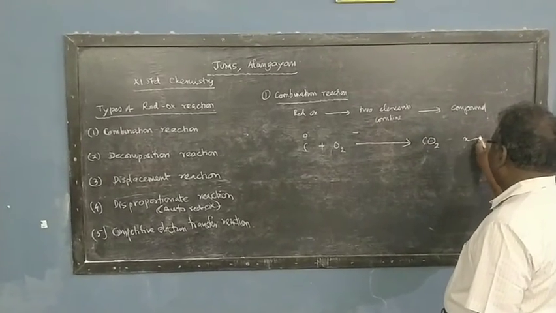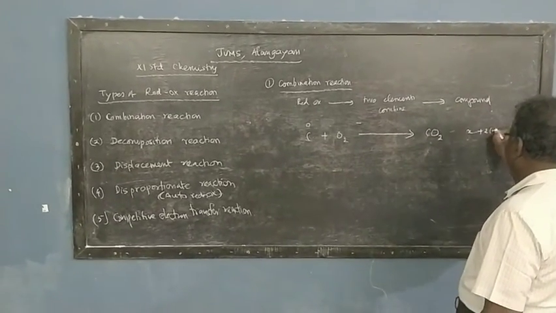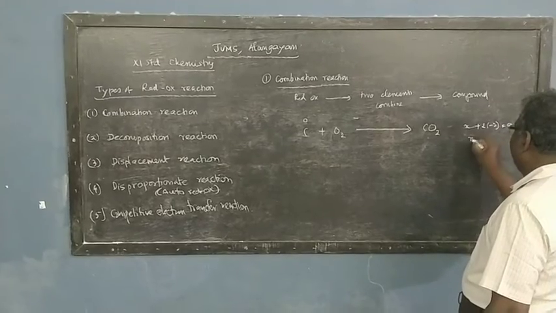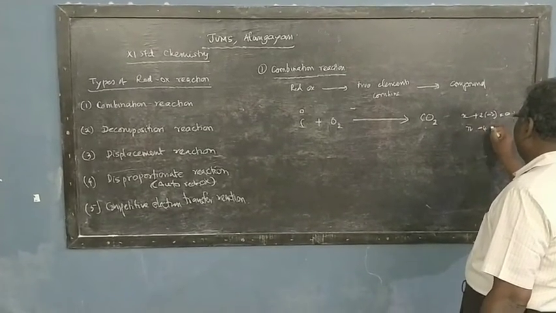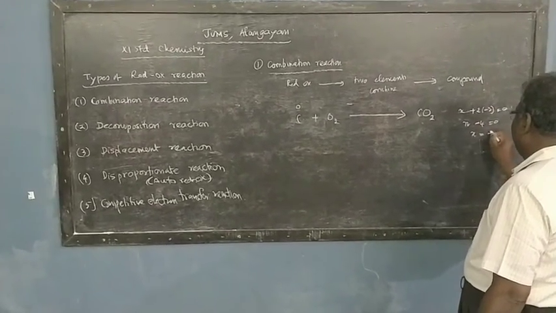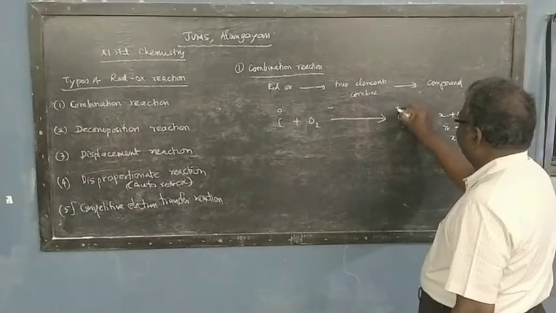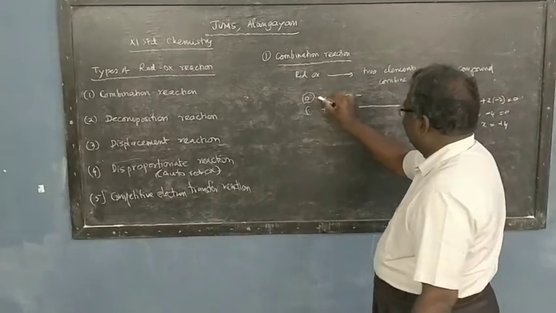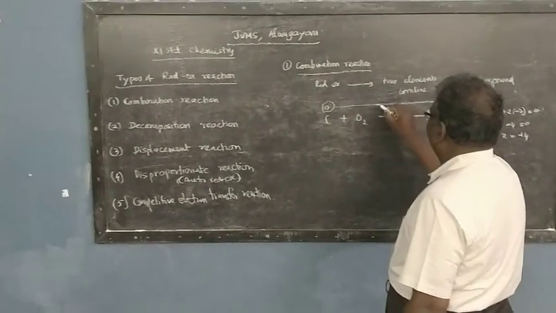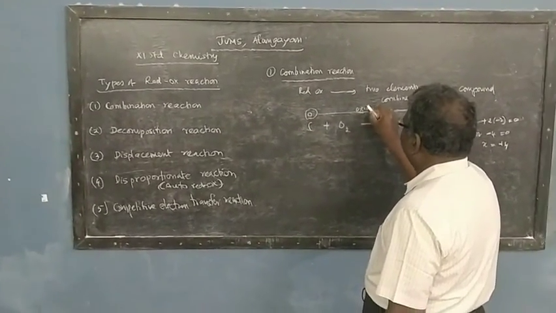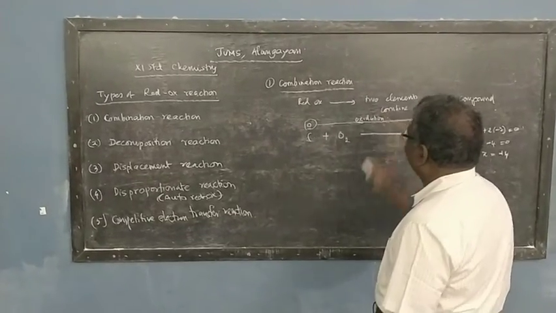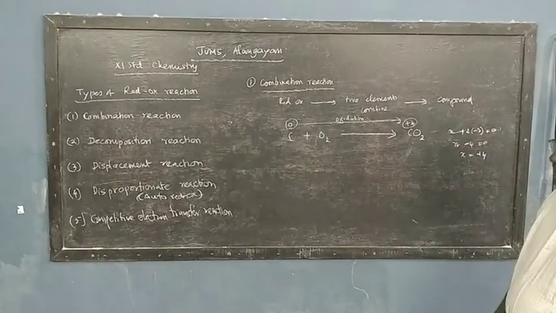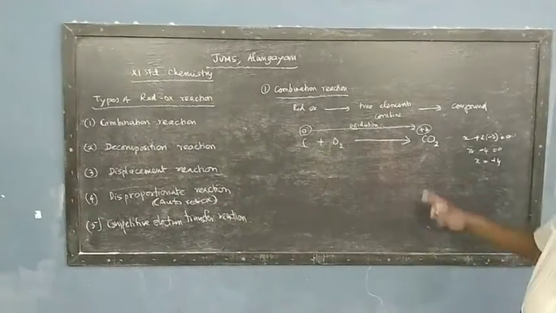x ன்னு போட்டுக்கலாம். Oxygen வந்து 2 into -2 equal to 0. So x minus 4 equal to 0. x is equal to +4. Therefore oxidation state of carbon is +4. So 0 is increasing to +4. Therefore carbon is undergoing what reaction? Oxidation reaction. அப்ப ஆக்சிடேஷன் ரியாக்ஷன் கார்பன்ல நடக்குது.